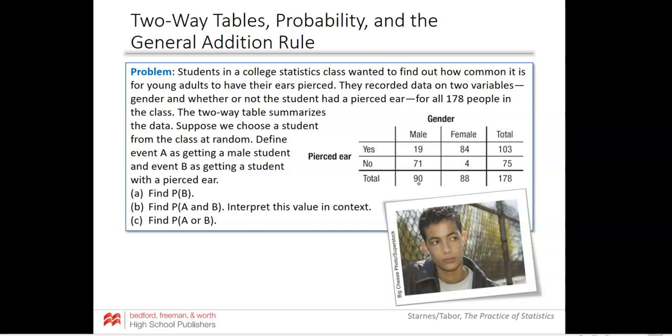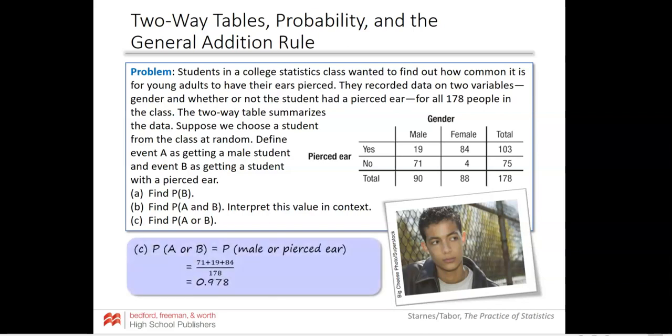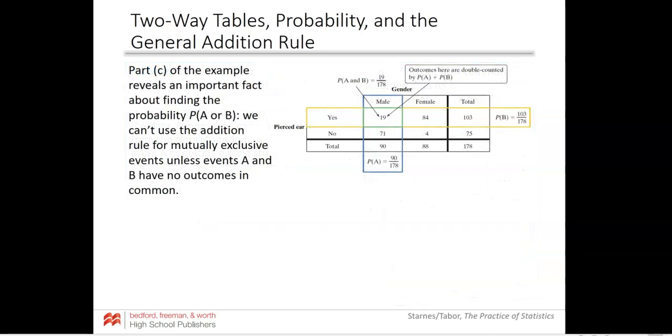So you're really just going to add up those 3 numbers, 71 plus 84 plus 19 in the numerator divided by the total 178. And you get 97.8%. So all but 4 of the students really fall into one of those 2 categories. There are 4 students who are female and they don't have pierced ears, so they don't fall into either category. And so if that's another way of thinking about it, 4 out of 178 would be the complement of that event happening. And again, the hard part was the fact we double counted the 19, right? You can't count it twice. You can't double count it.